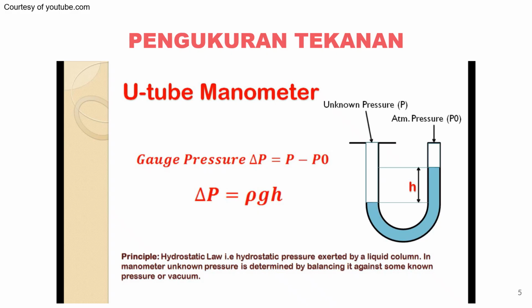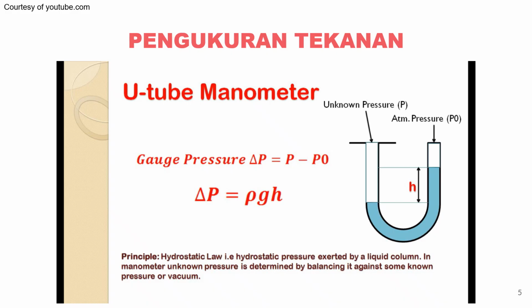This fluid is called manometric fluid. A manometer basically works on the hydrostatic law, that is, the hydrostatic pressure exerted by a liquid column. In a manometer, unknown pressure is determined by balancing it against some known pressure or vacuum.